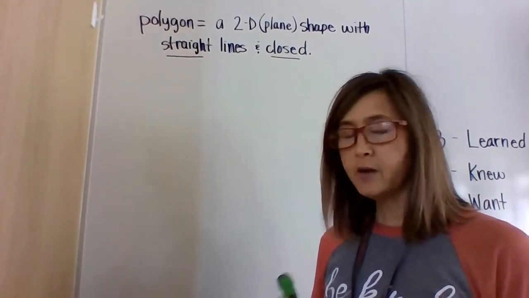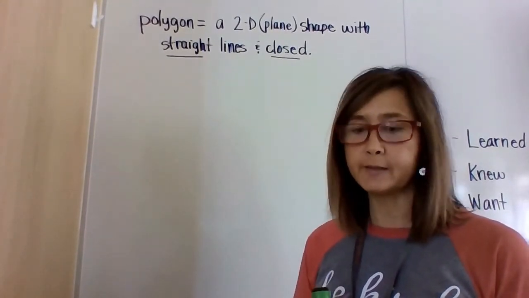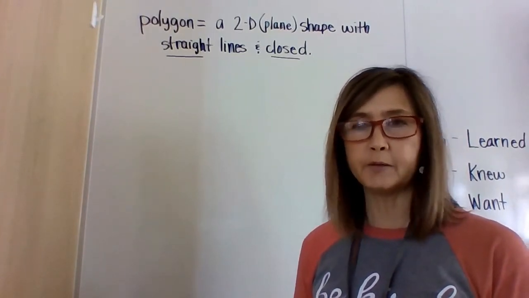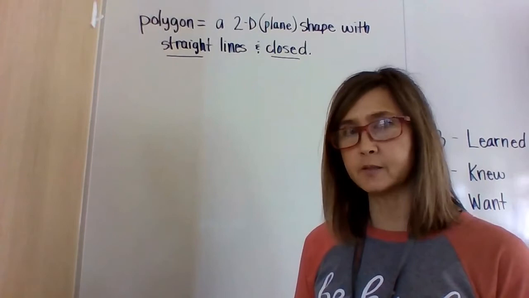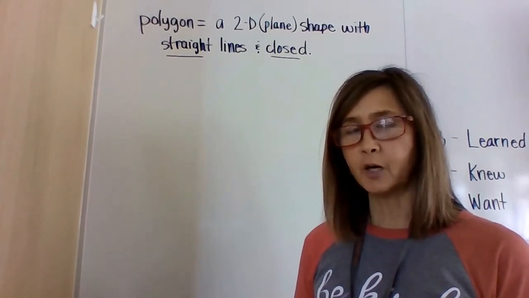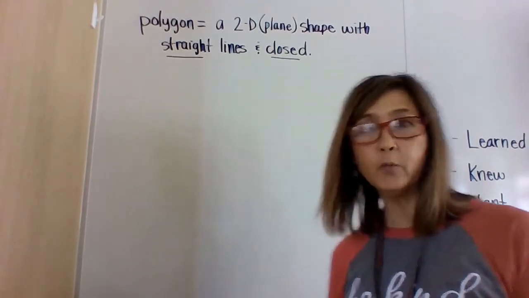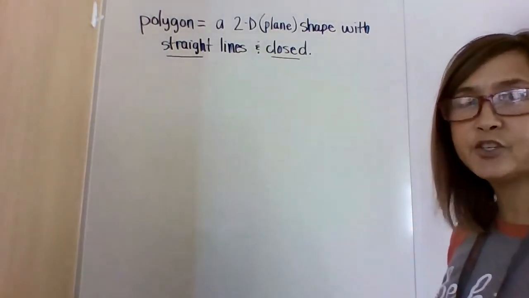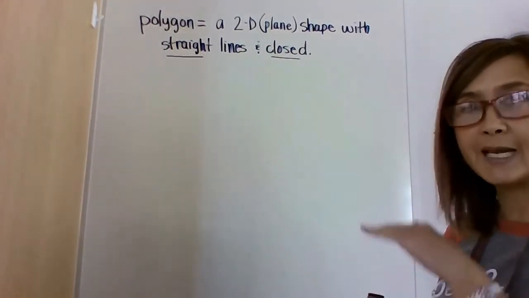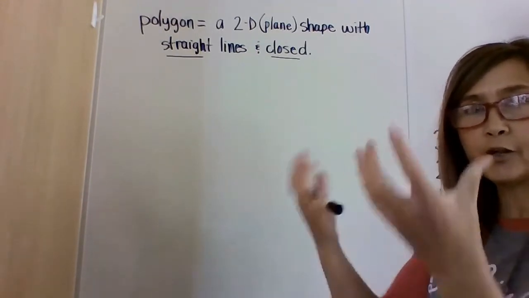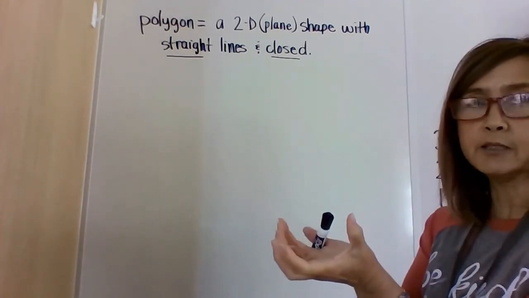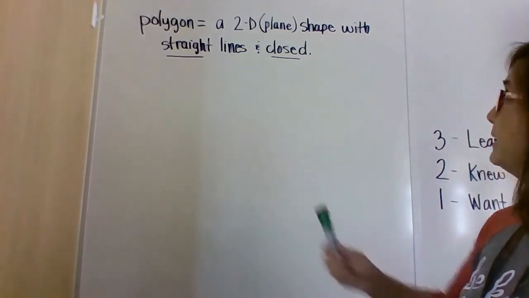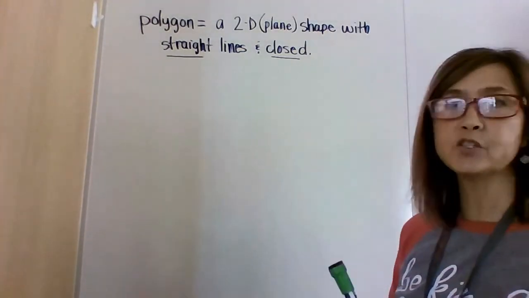So today we are going to be learning about polygons and different types of triangles, and then a few other polygons that we'll add to our learning today. So let's find out, what is a polygon? A polygon is a 2D shape. 2D means plane, like it's flat. It's not like a three-dimensional shape that you could hold in your hand. It's a 2D plane shape with straight lines, and it has to be closed.